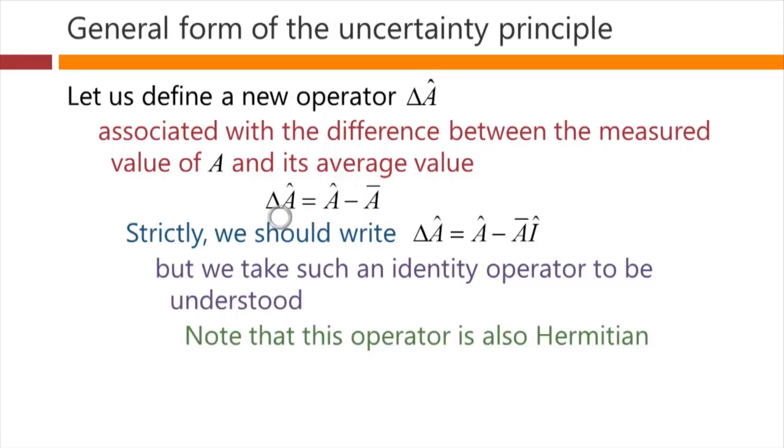Now, note that this new mathematical operator we've created is also Hermitian. A was a Hermitian operator. A bar, which is just a number times the identity operator, is obviously also Hermitian. So this entire new operator here is also Hermitian.